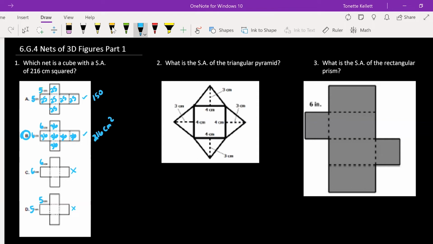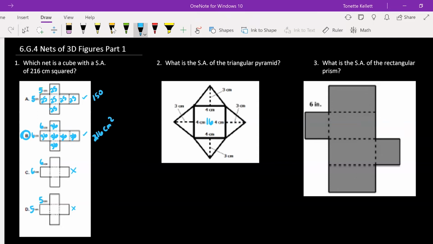All right, take a look at number 2. What is the surface area of the triangular pyramid? Now, in this case, you would fold these triangles up and you would get a pyramid. So first you have to find the surface area of the bottom of the pyramid. And we know the area of a square is just length times width. So that square, 4 times 4, is 16. You have 16 there on the bottom.